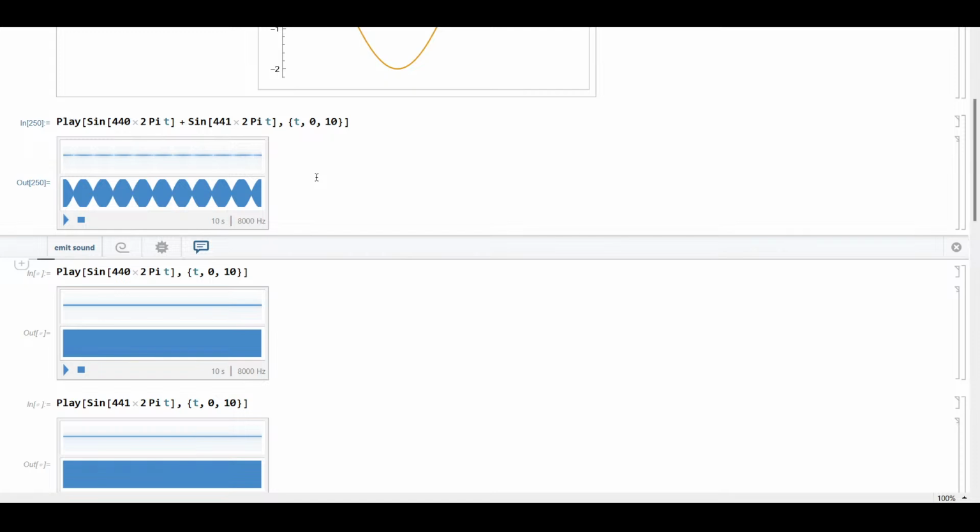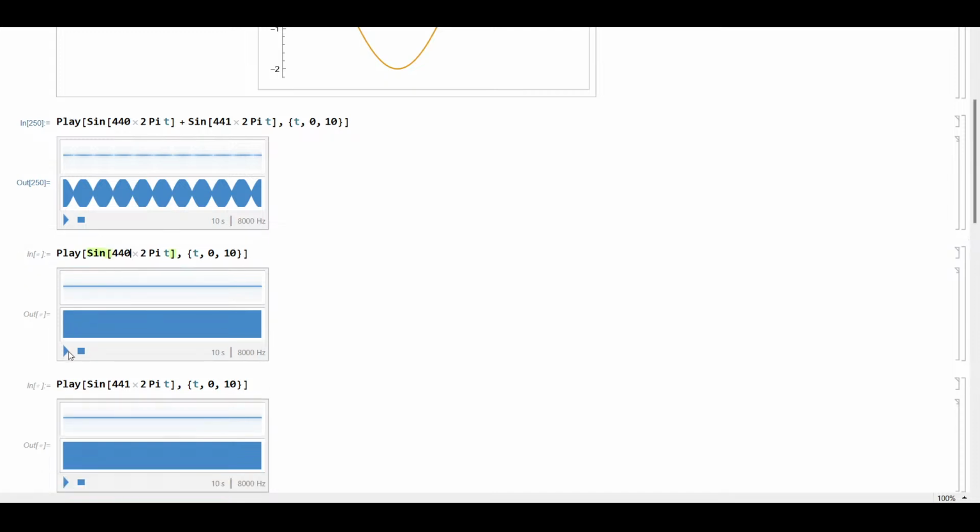So can you hear that? Can someone put in the chat box if they could hear this periodically increasing amplitude and then decreasing amplitude. Increasing amplitude means increasing loudness, and then the loudness decreases, goes to zero. Then again the loudness increases, then goes to zero. So that is the phenomenon of beat.